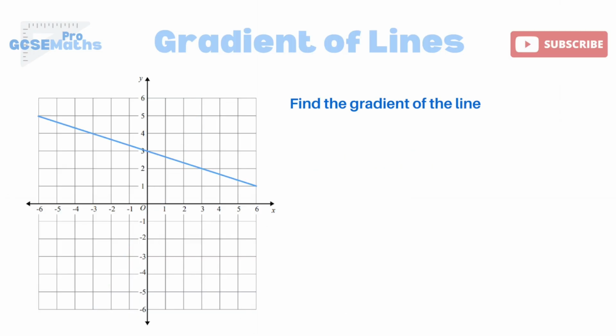Okay, let's try this one. Again, let's choose two coordinates. This one here looks quite good, 3, 2. And maybe this one here, 6, 1. As I said, you could choose any. You could choose this one, this one, this one.